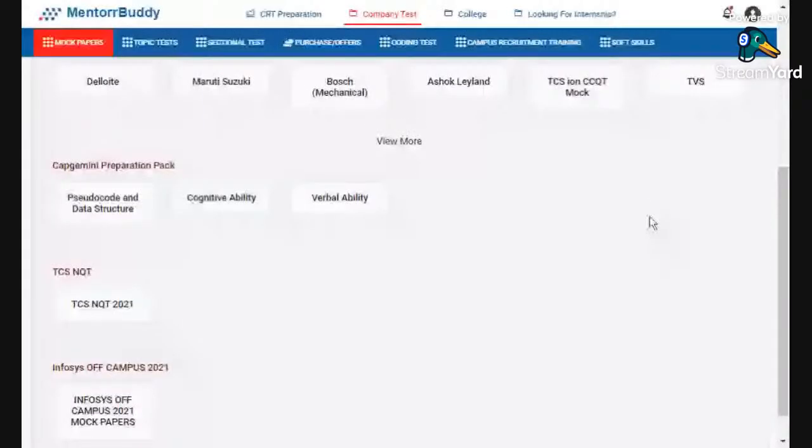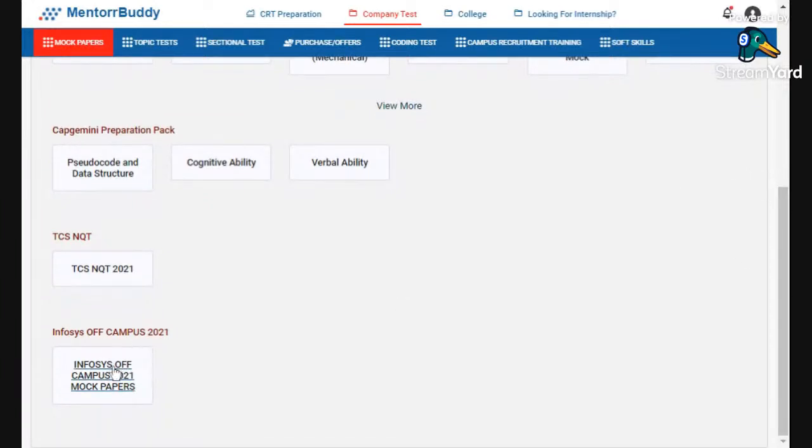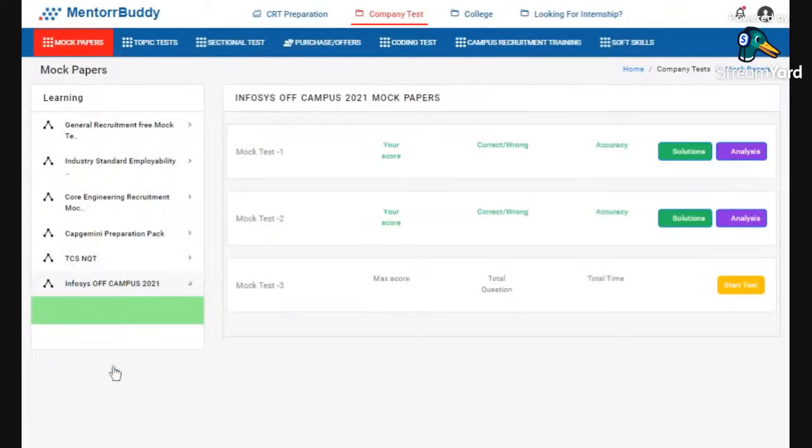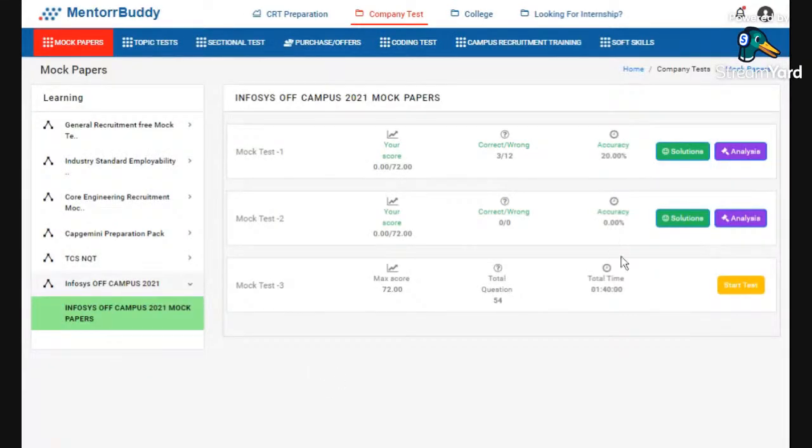Right. So this is the MentorBuddy website, and if you log in from the company test, this is what you are going to have a look at. So from there, just go to the Infosys Off Campus 2021 mock paper, and today we are going to do mock test 1. So let's open mock test 1, and we'll straight away go to verbal ability.